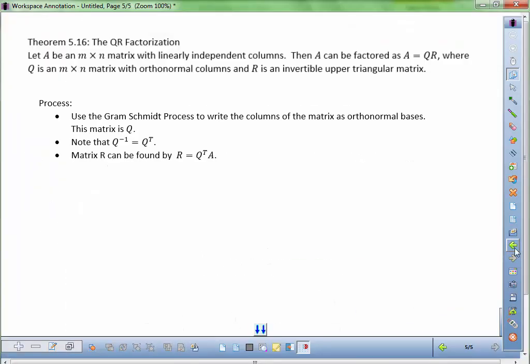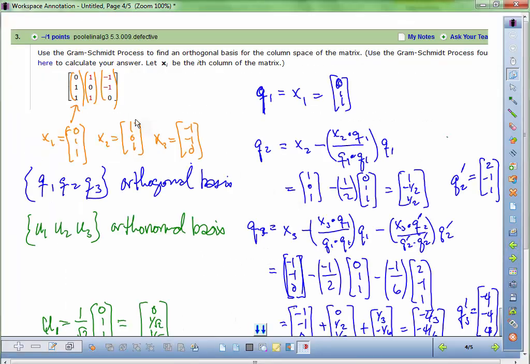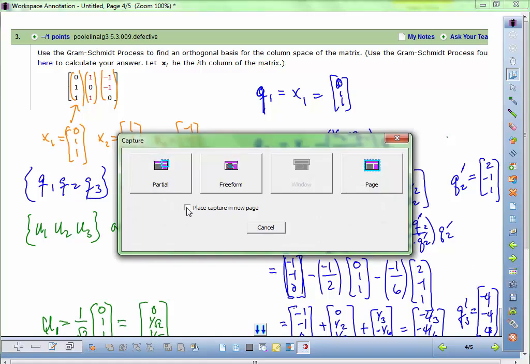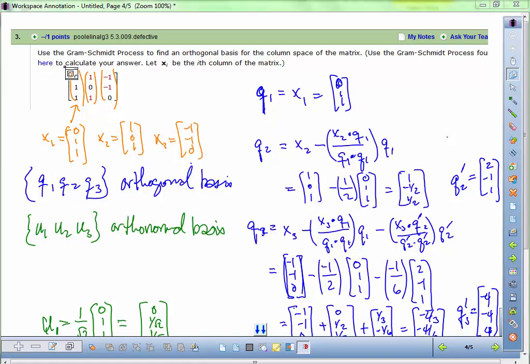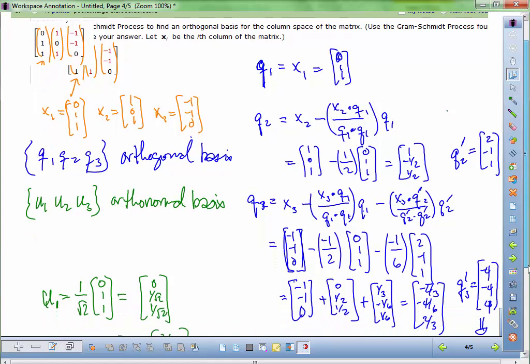Well, let's do an example of this real quick. This is done, or half done, so we might as well complete it. In this particular example, we have this matrix, I'm just going to copy this real quick. Let's call this matrix A.